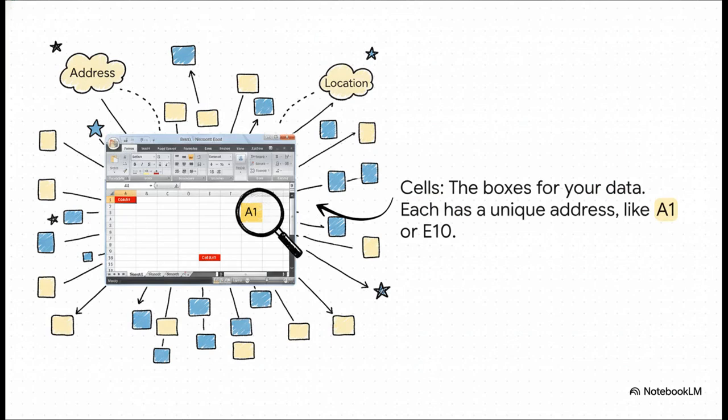Okay, so the grid itself is made up of all these little boxes, and we call them cells. This is where all your information is going to go. Now here's the most important thing to get your head around. Every single cell has its own unique address. It's just the column letter and the row number put together. So that very first one in the top left corner, that's A1. And believe me, this is super important because it's how we're going to tell Excel exactly which numbers to use when we start making formulas.